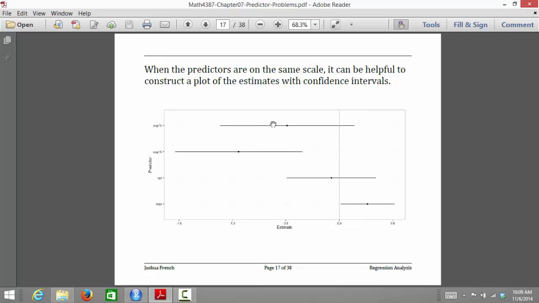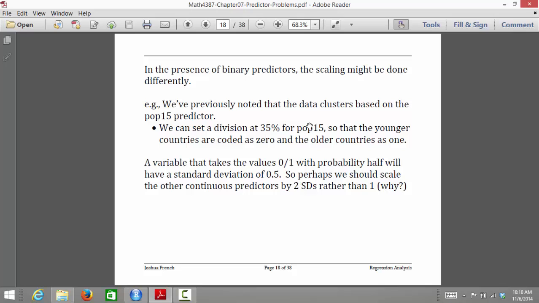So this gives you an idea not only of what the estimated values are, but also how precisely the estimation was done in comparison to one another. When you have binary predictors, you might think about doing the scaling a little bit differently.